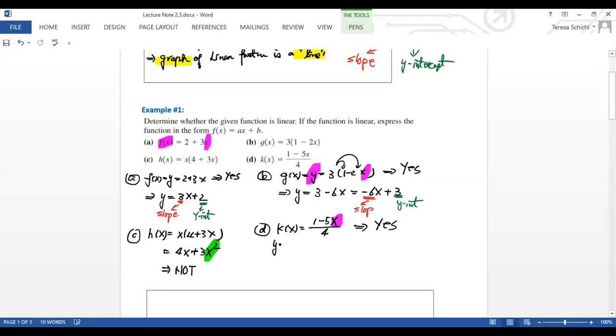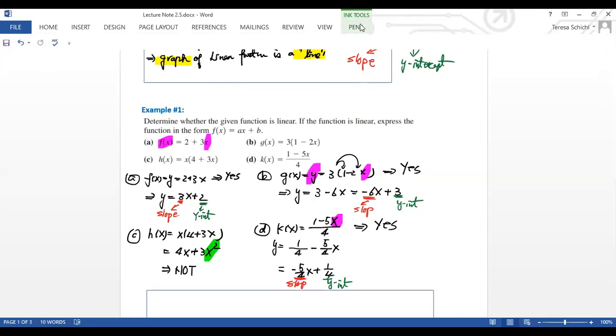Now here, y is equal to, if you break this one apart, it is separated into 2 terms. So what is here again? Oh, okay, so this is the slope, and this is the y-intercept, right? So this is the y-intercept.